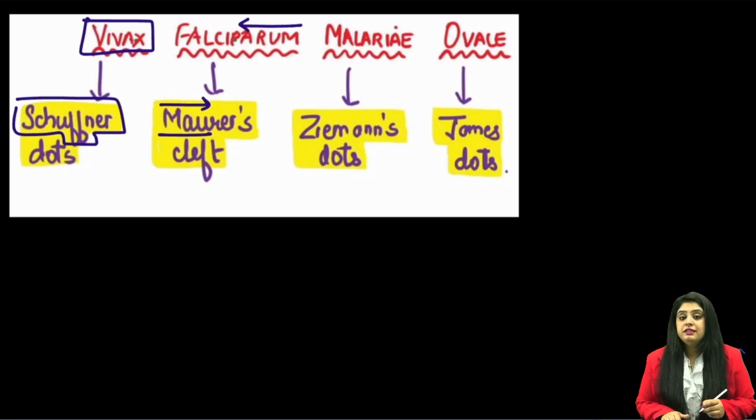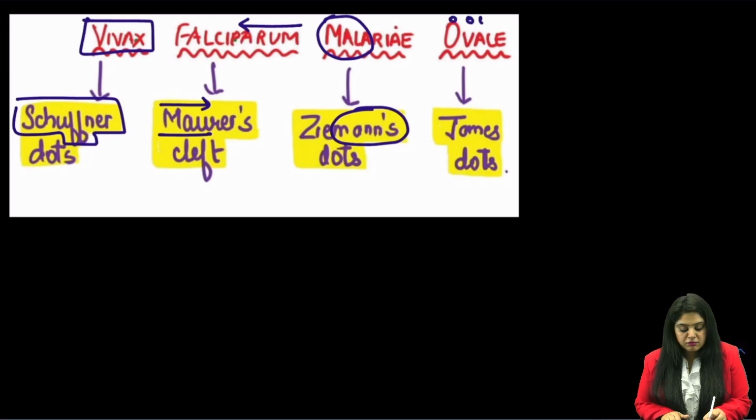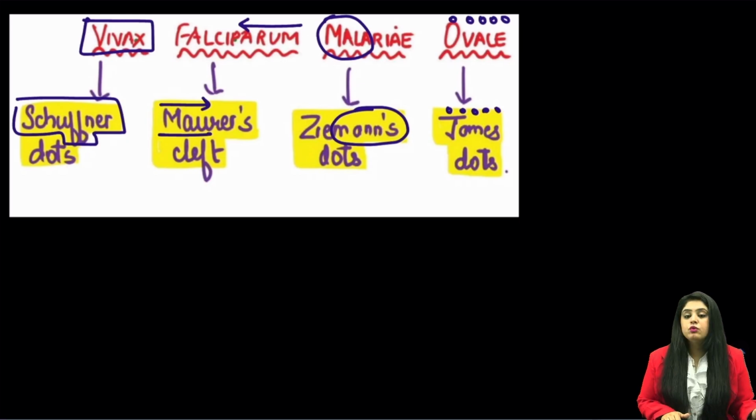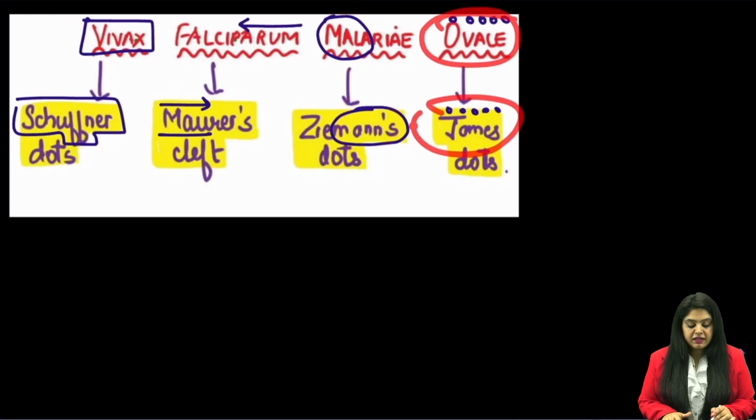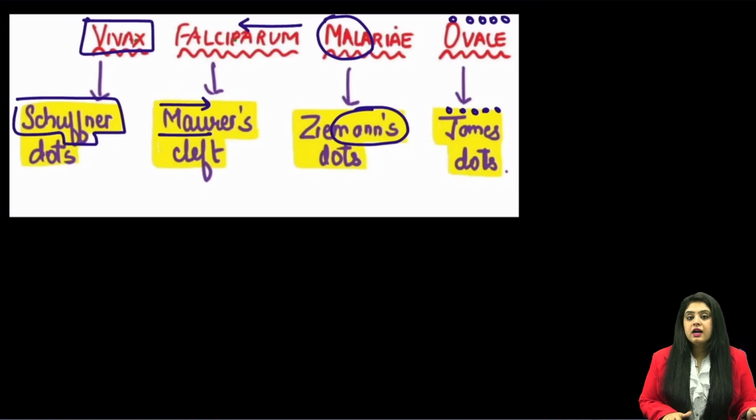Coming to Ziemann's dots. So remember, again, malariae shows you Ziemann's dots. That is also simple. And Plasmodium ovale, how many alphabets? 5. James, how many alphabets? 5. So ovale shows you James dots. Repeating, vivax mein shuffler, viva mein shuffling, falciparum ulta, Maurer's clefts, malariae shows you Ziemann's dots, and ovale 5 alphabets and James 5 alphabets. That is what you have to know regarding the Plasmodium.